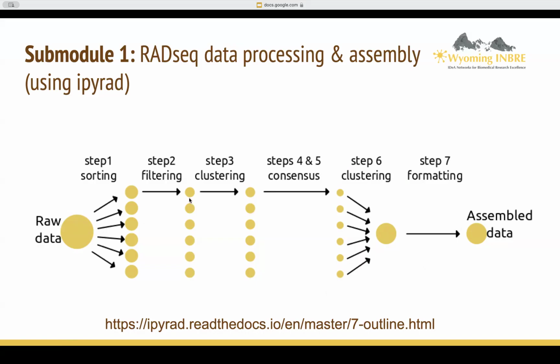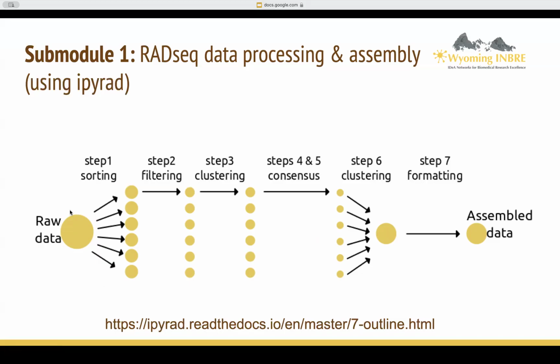So step 1 is all about organizing our data. If we have raw reads from pooled samples, Ipyrad will demultiplex them using barcode information, assigning each read to the correct individual. If our data is already demultiplexed, Ipyrad will simply load the FASTQ files into the analysis, and this forms the basis of a named assembly, which defines the full workflow. So that's step 1, sorting.